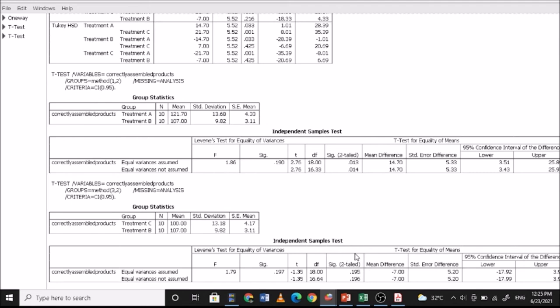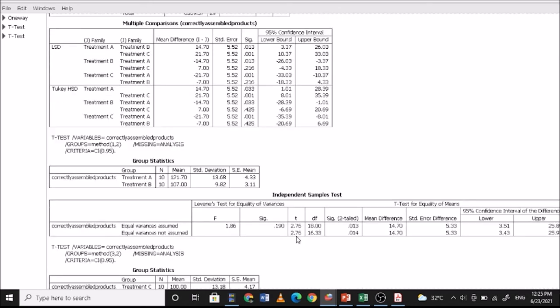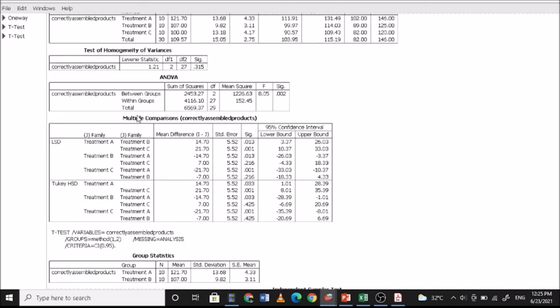Okay, so you have the same result if you do a post hoc using your independent samples t-test, or if you use post hoc using your multiple comparisons, either LSD or Tukey, depending on what is being asked.